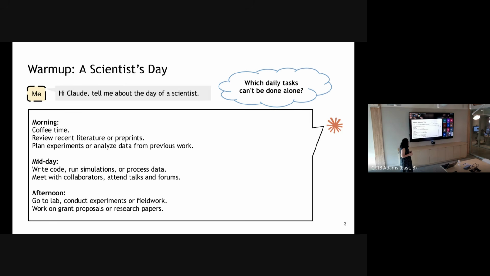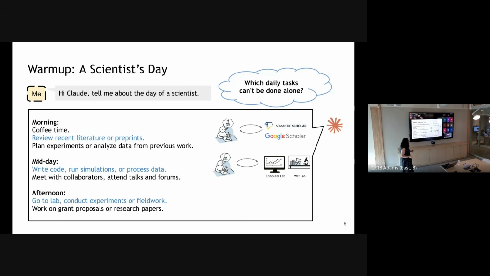So the first task we want to do is label all the daily tasks that cannot be done by the scientist alone. We can see here that in the early morning, the scientist will want to review some literature and preprints, which involves interaction with Google Scholar and Semantic Scholar environments. And then, no matter if it's a computer scientist or a wet lab scientist, the scientist will always want to interact with the laboratory environment to verify his ideas. And finally, science is all about communication, and the scientists want to interact with other humans. So human is another environment to interact with.